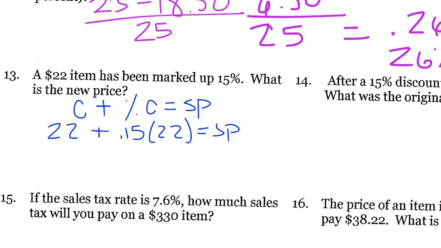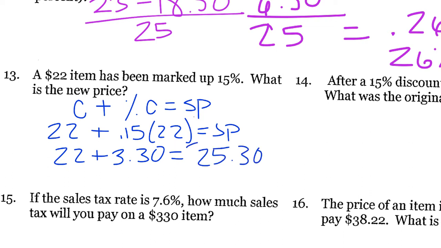So we're going to take 15%, so 0.15 times 22, and I get $3.30. Don't forget, we're talking about money, so make sure we have that there. So then we're going to add those together. When I add 22 plus $3, I get $25. Then don't forget your 30 cents. So that is the sale price. Okay, the store marked it up so they can earn an extra $3.30.